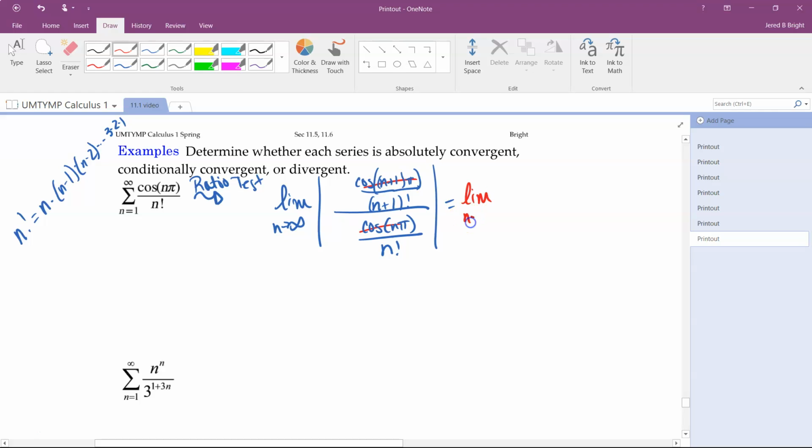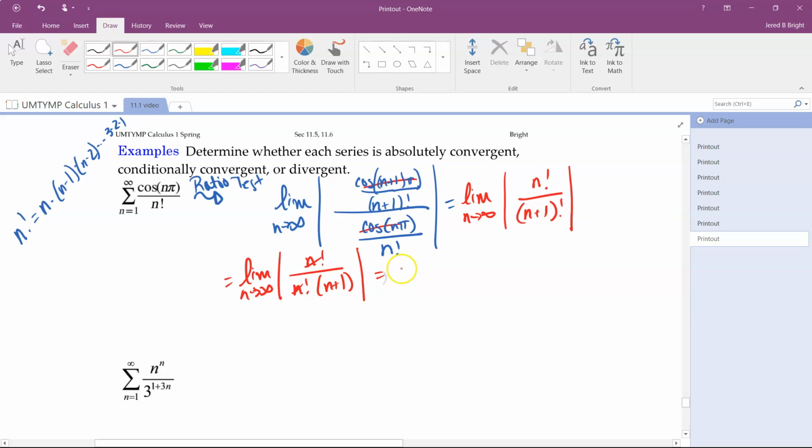Okay, so we're going to have the limit as n goes to infinity, and just rewriting this, this is going to be n factorial over n plus 1 factorial. And again, by definition of factorial, this is the limit of n factorial over n factorial times n plus 1 if I were to write that out. And those are going to reduce, and the limit here as n goes to infinity is going to be 0, which is certainly less than 1, right?